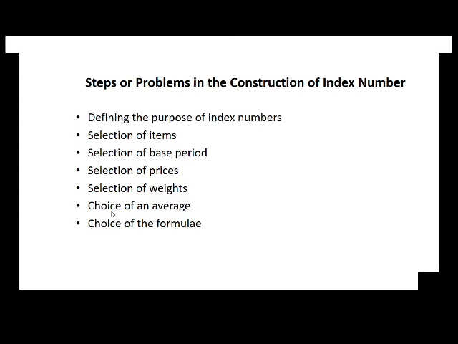So next is, what are the steps or problems in the construction of index number? With so many characteristics of index number, what problems do we have to face? What are the steps to be taken before construction of index number? The first and foremost point is number 1, defining the purpose of index number. Next, number 2, selection of items. Next is selection of a base period. Next is selection of prices. Next is selection of weights.